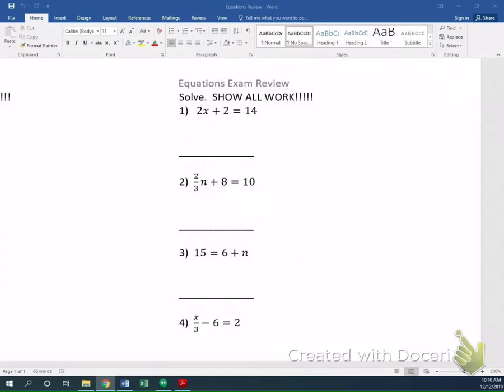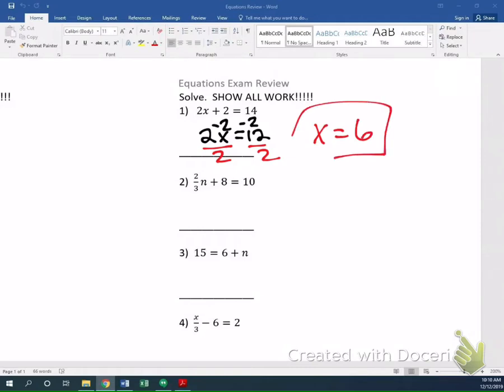All right, let's do this. So this is that little half sheet equations review. Number 1 is just a pretty standard 2-stepper. How do I start this? Subtract 2 from both sides. 2x equals 12. Then what? Divide by 2. x equals 6. Good. I left an answer line, but there's not really a lot of space, so just squeeze it in wherever you can.